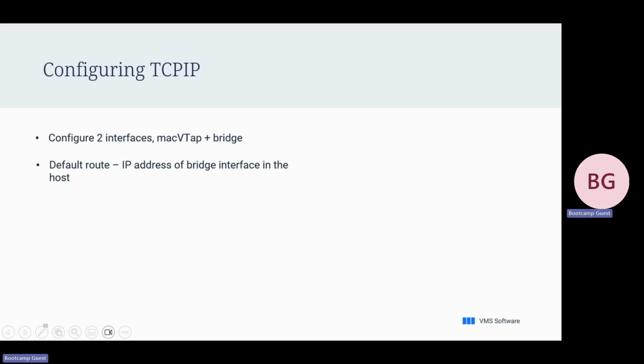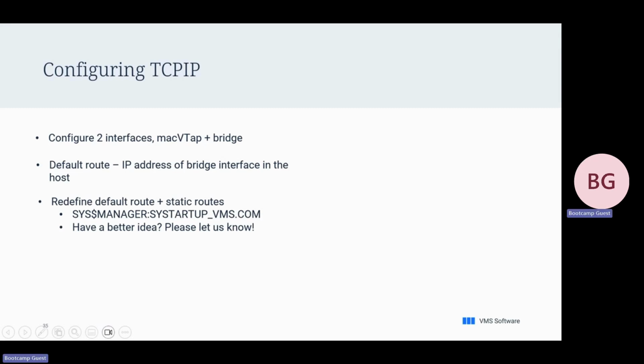But essentially, we have to configure both the interfaces. And since there's no DHCP on the cards other than the primary card, we have to configure everything manually. So you have to set, at first, when you're in TCP/IP config, the default route to be the IP address of the bridge interface in the host. But then you will have to redefine all the default routes and define static routes to the peers, because otherwise the MacVTap didn't work when it had the default route of the bridge interface. And if you configured the default route to be the default route of the MacVTap, the cluster communication didn't work. So in one of the startup files, we redefine all the routes.